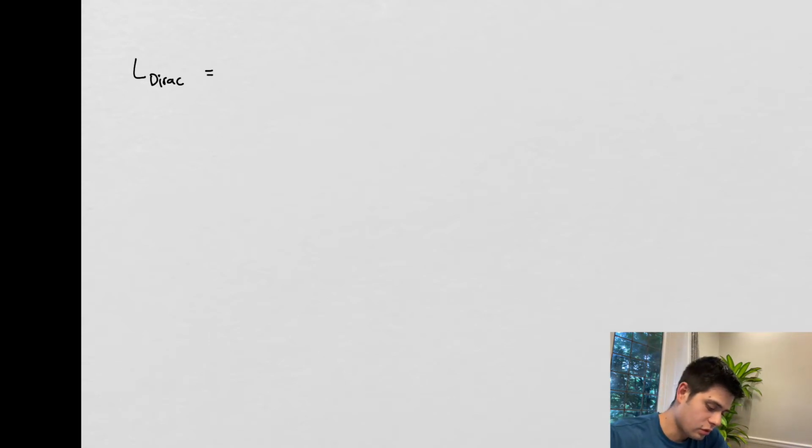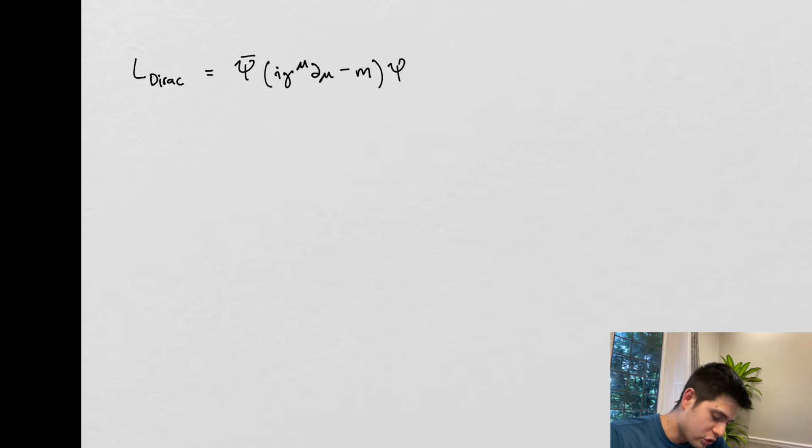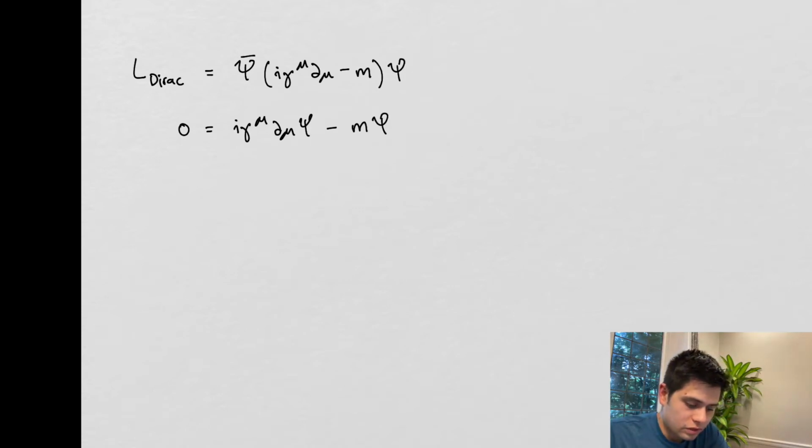Anyways, so we're recapping our Dirac Lagrangian, which looks a little something like this. And that gave rise to our Dirac equation, which was, that's our Dirac equation. So now we ask the question, what are the solutions to this Dirac equation?